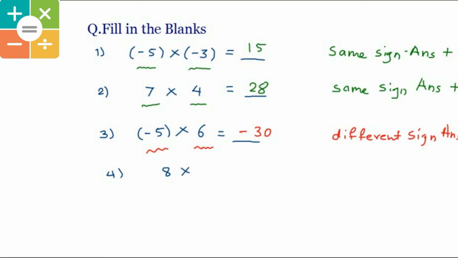Let's take fourth example. 8 multiplied by minus 2. Now in this case, first number is positive, second is negative. So they are of different sign. And if the two numbers are of different sign, then the product should be negative. So in this case it will be negative 16.